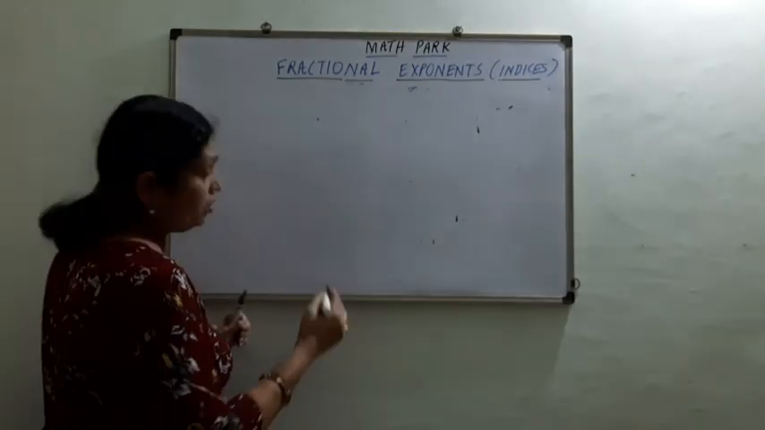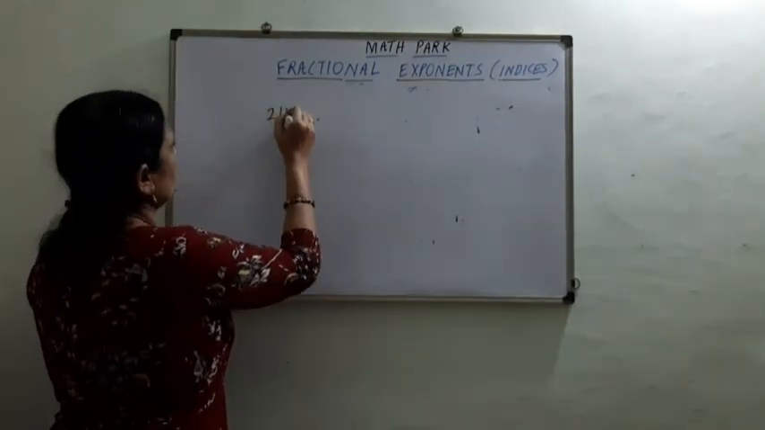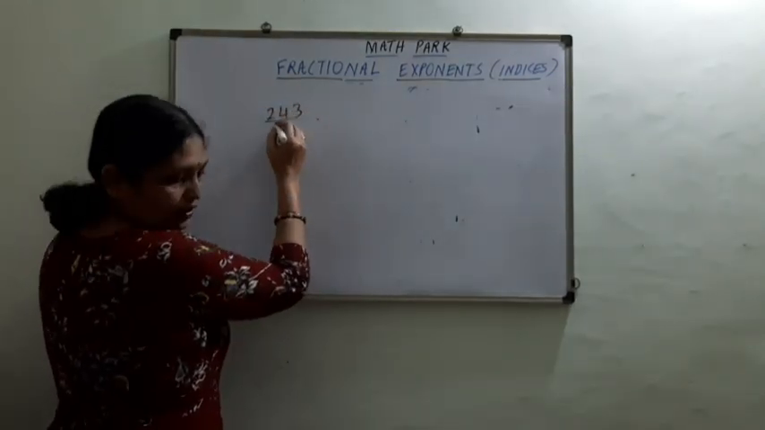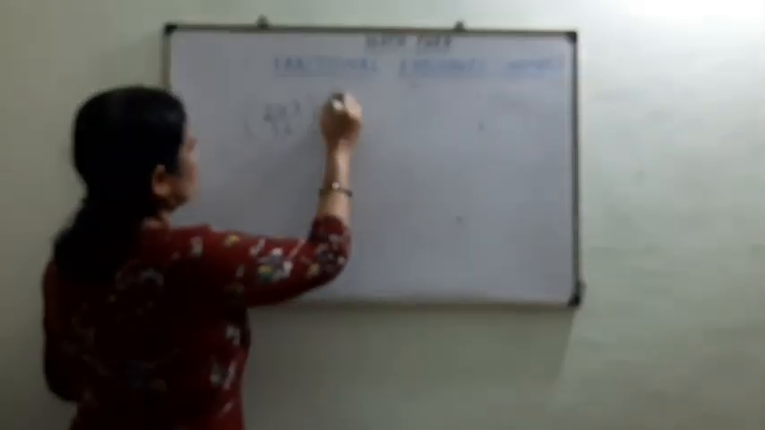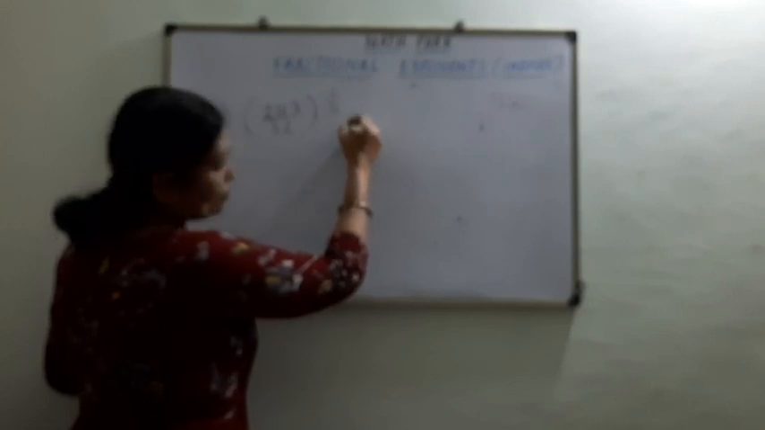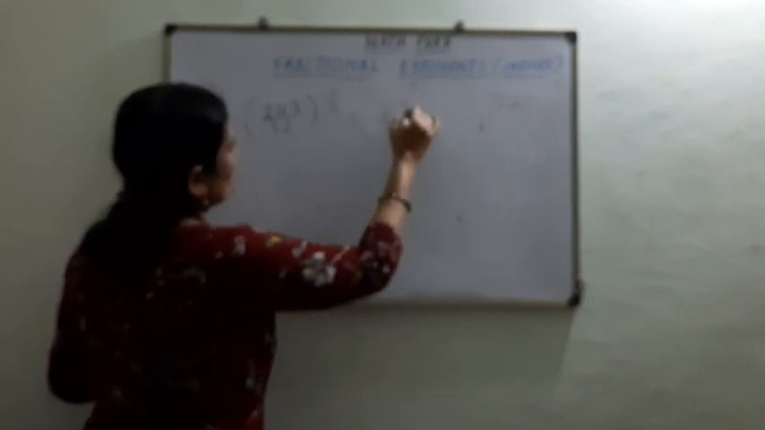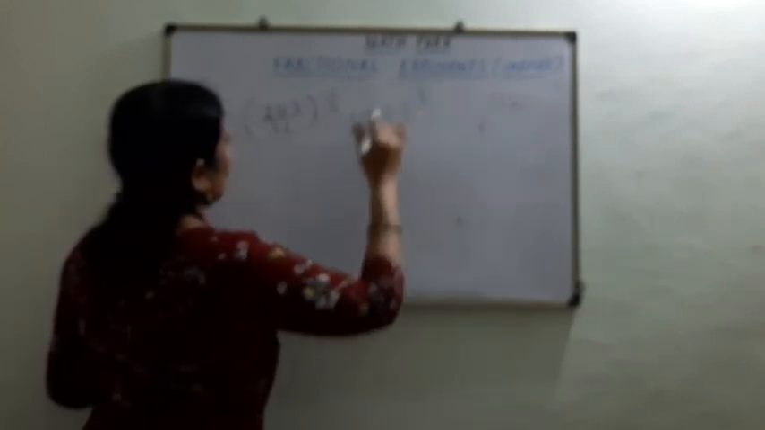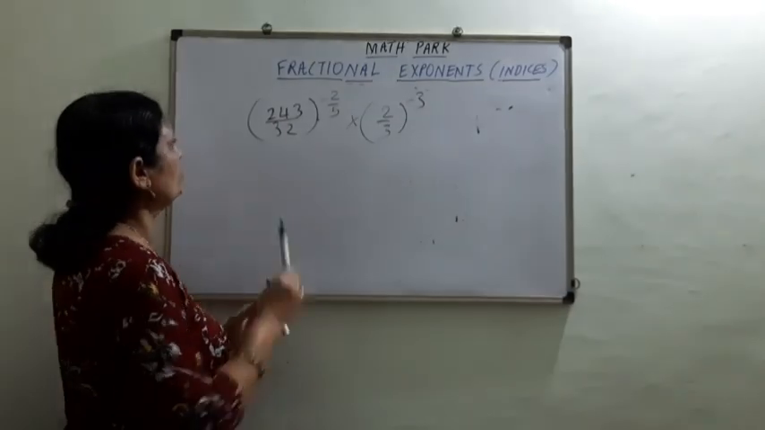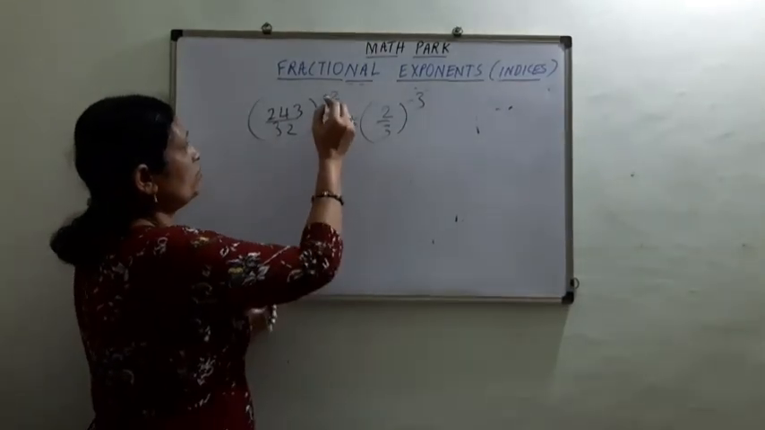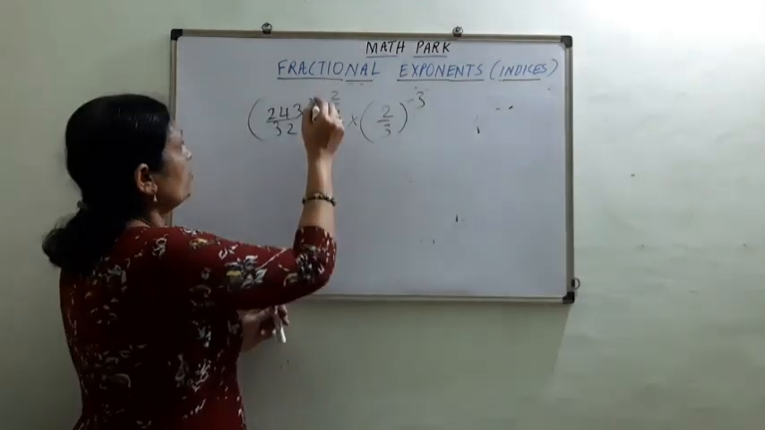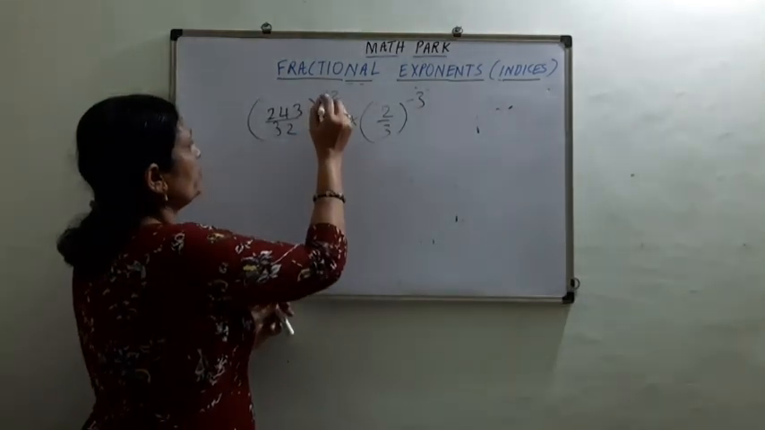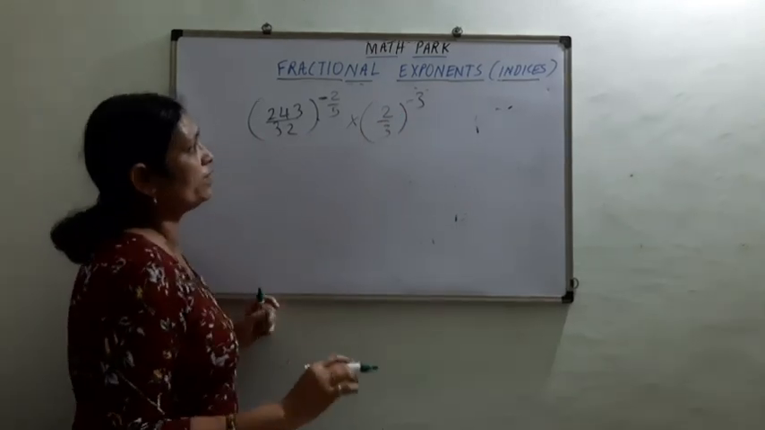Okay, so one more question. To fractional base, 243 divided by 32 raised to minus 2 by 5 into 2 by 3 raised to minus 3. Okay, so we have a question here. 243 divided by 32 raised to minus 2 by 5 into 2 by 3 raised to minus 3.